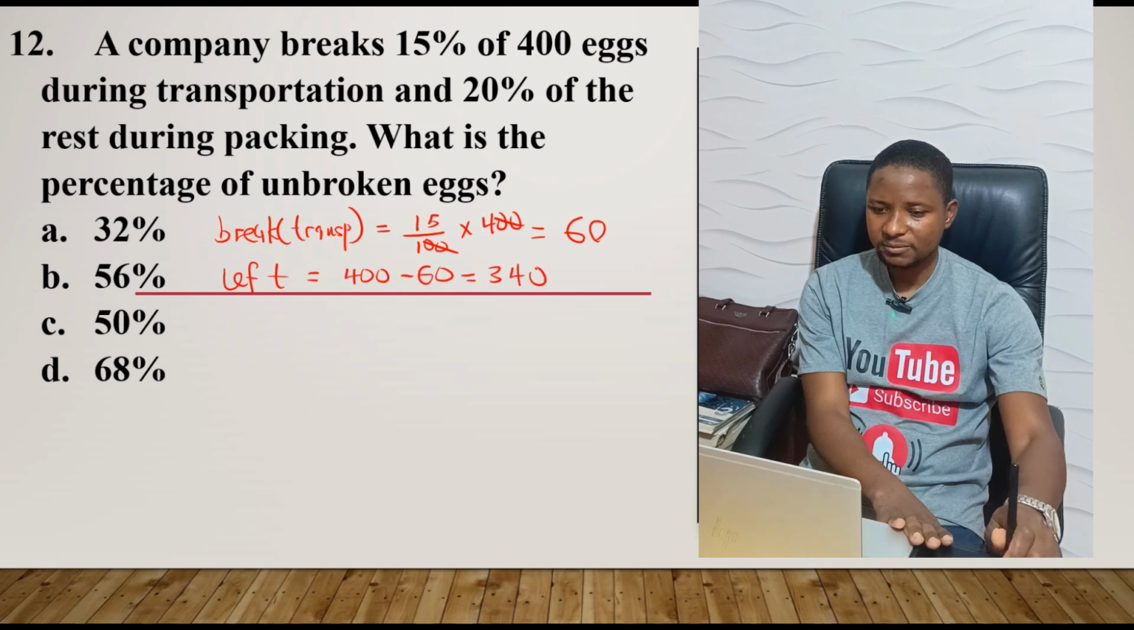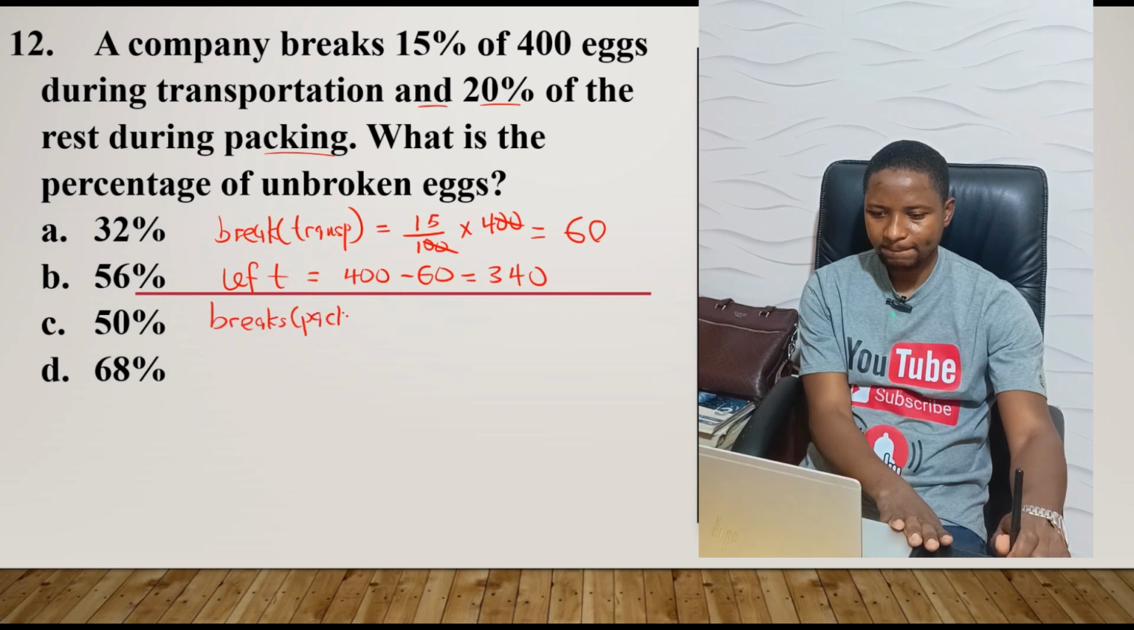That's statement 1. Then it says 20% of the rest during packing. They broke another set, that's during packing. 20%, that's 20 over 100 times 340. 0 cancels 0. The second 0 cancels this. And then 2 times 4 is 8, 2 times 3 is 6. Alright.